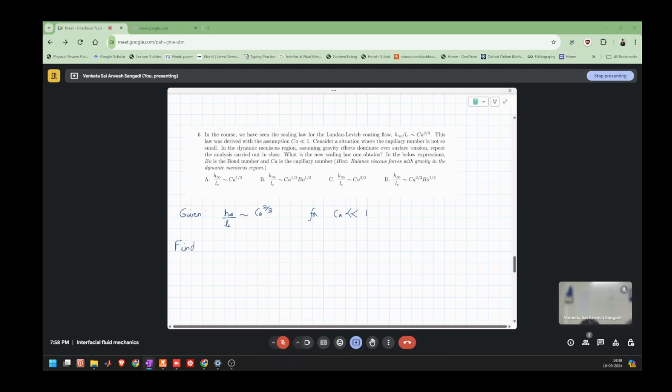Find the scaling of the balance between surface tension and gravity.